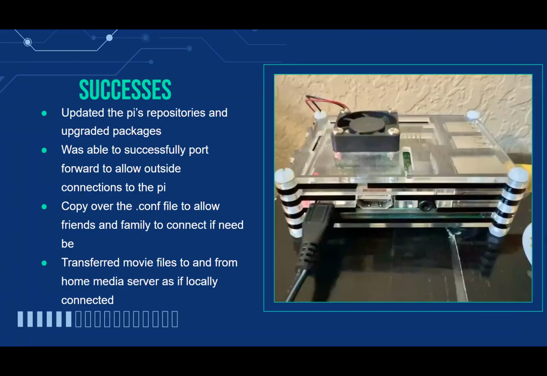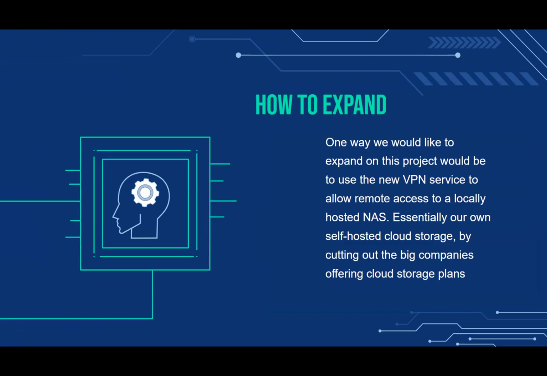So the success is just a really low res image of the Pi in question, but we updated its repository, successfully port forwarded the Pi's address so it can have access from the outside internet, copied over the conf file to allow Aaron to access it, and transferred movie files off and on loaded files from the home media server successfully from a remote location, which is exactly what we wanted to do.